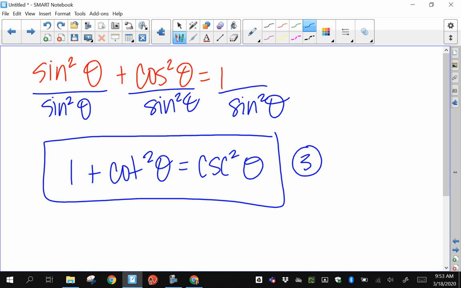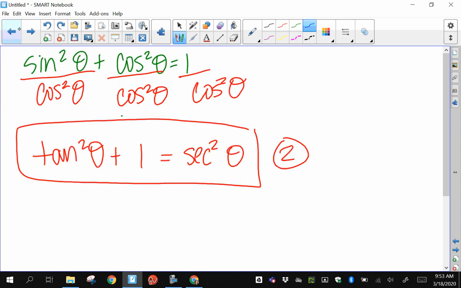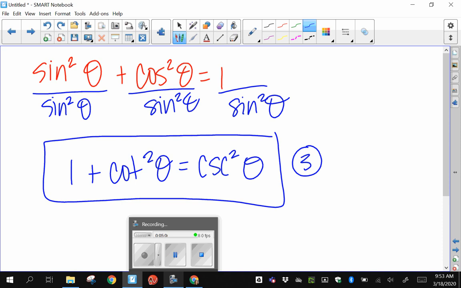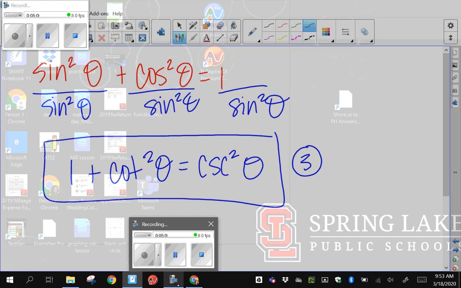And make sure you get all 3 of these in your notes. They're also in our textbook. You can also find them in a simple Google search, and I believe they're in my Trig Bible that I have posted on Schoology. So I'm going to pause for a moment, and I have some examples for you in a different video file, and I'm going to get those up and going for you.